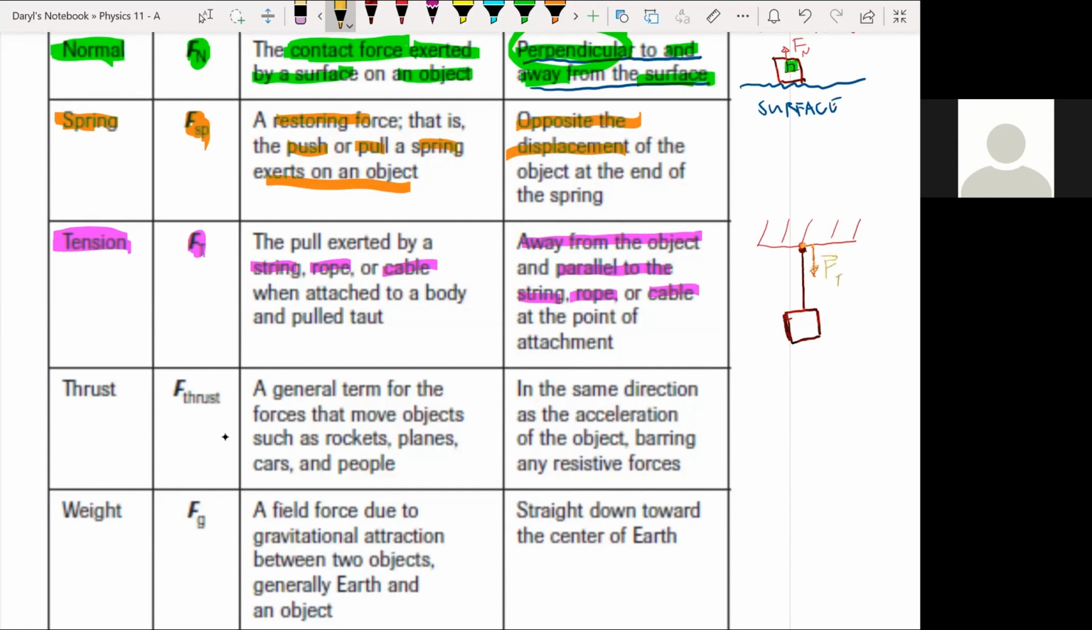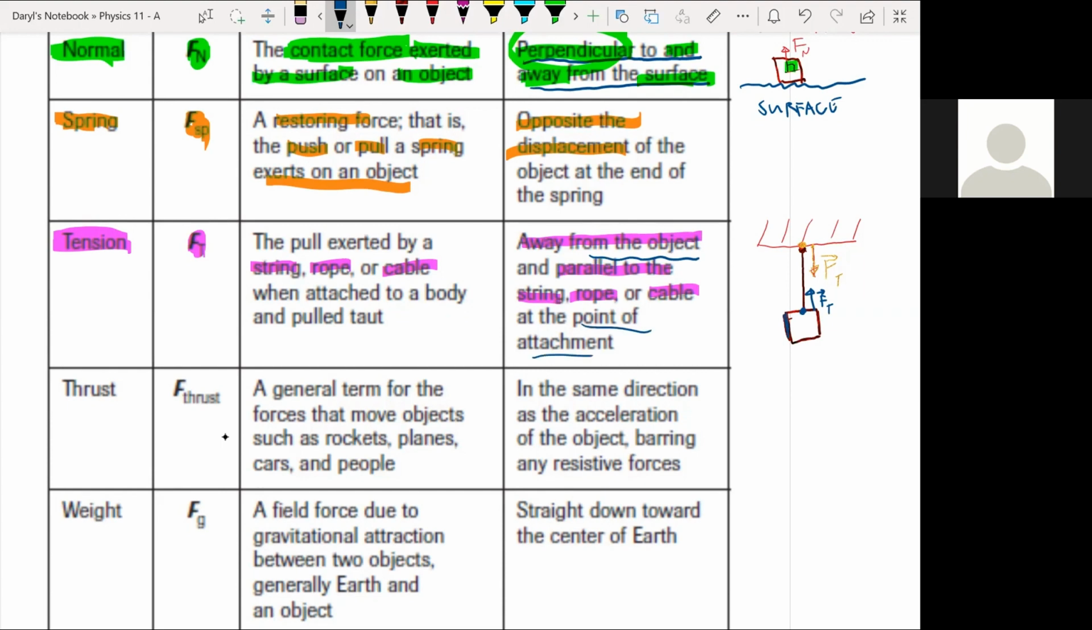But again, this is looking at this particular point. However, if I'm looking at the other point, this one here, my reference would be the object itself. The tension is actually in the opposite direction. Again, this is looking at the object being attached to the string. So Ft is, as you can see, parallel and away from the object, from the point of attachment.